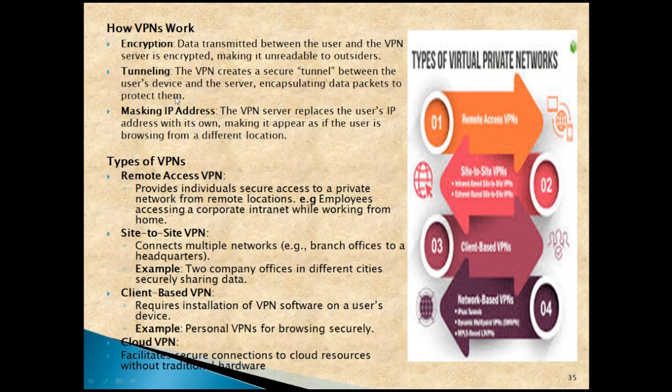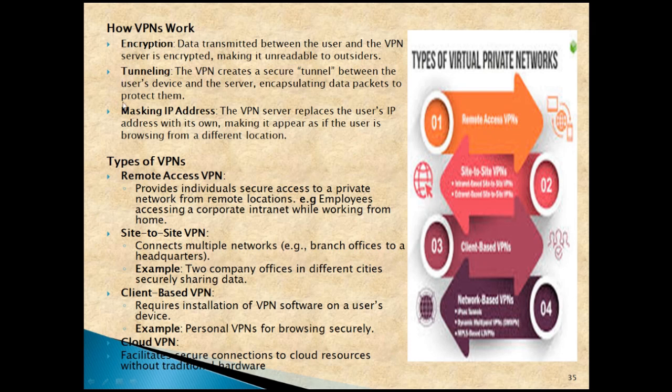Number three, it masks the IP address. What does it mean? It hides the IP address or changes it. The VPN server replaces the IP address with its own, making it appear as if the user is browsing from a different location. So those are the three major things the VPN does. It encrypts data, it tunnels the data, it masks the IP.